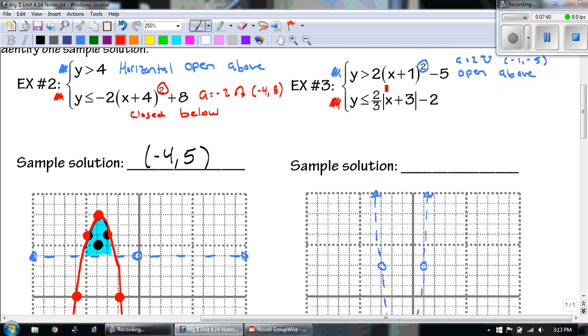Next we have absolute value, okay? So up front, our slope is we're going up 2 over 3, so we're going up. And then my vertex is -3, -2. And the inequality is telling me that this is closed and less than, so it is below.